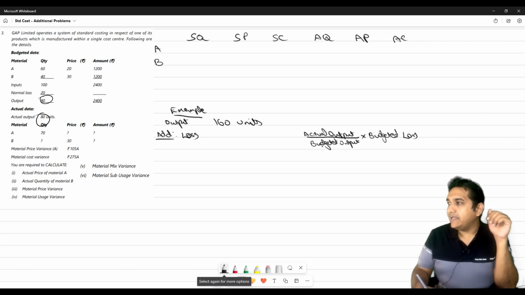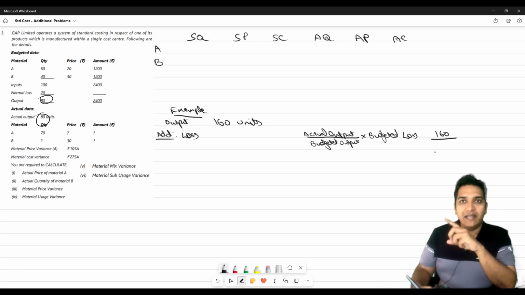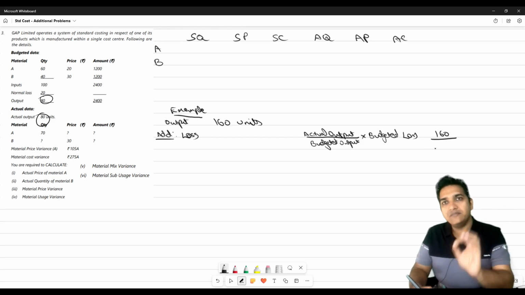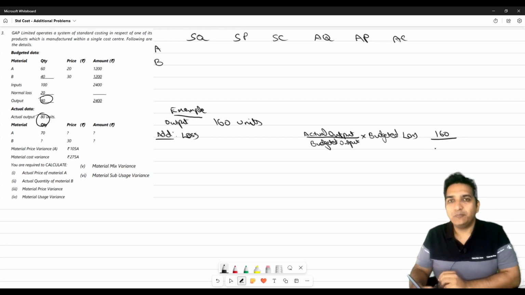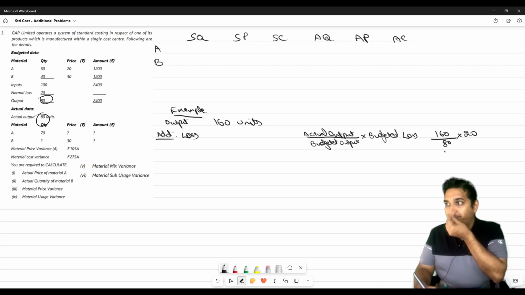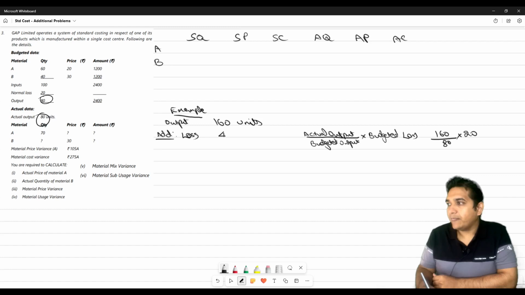So let us calculate this. So how much is my actual output? 160. Again, this is just an example. My actual output in the question is 80. But I am just taking 160 as an example to explain you that if my actual output is not equal to my budgeted output, then how do we calculate our standards? 160 divided by my budgeted output is 80 into normal budgeted loss is 20. So we get 40. So total becomes 200. This is my total input.